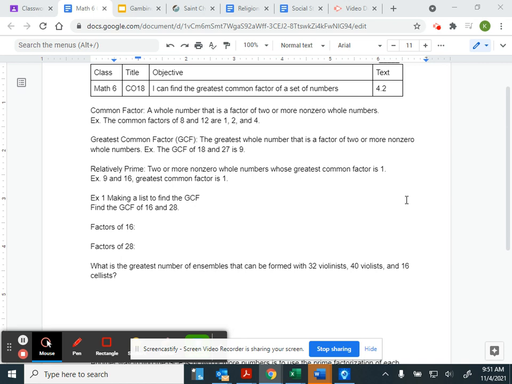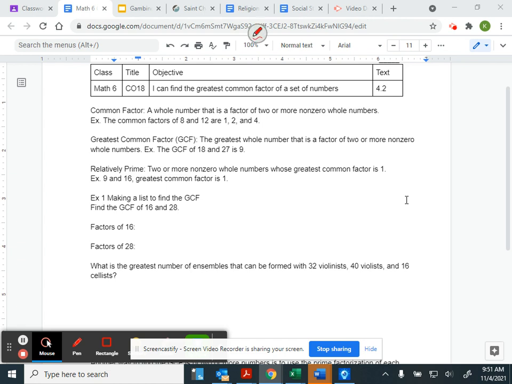Good morning. Today we are working on CO18. I can find the greatest common factor of a set of numbers. So we're working with those factors that we were talking about yesterday. Now we're working with the greatest common factor. So we're comparing factors from different numbers.